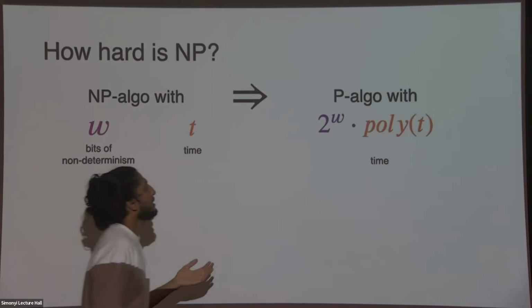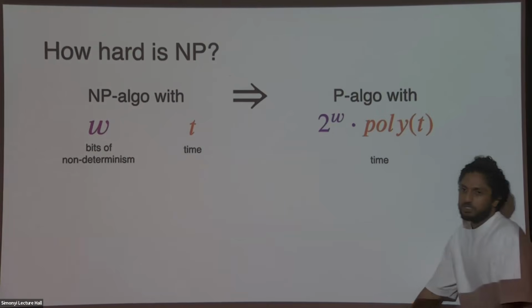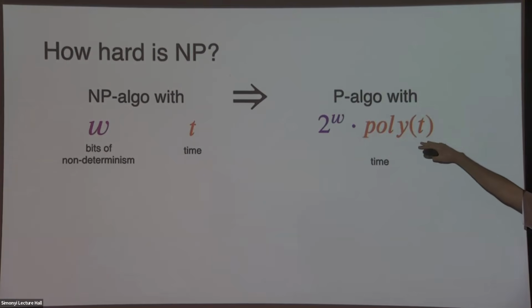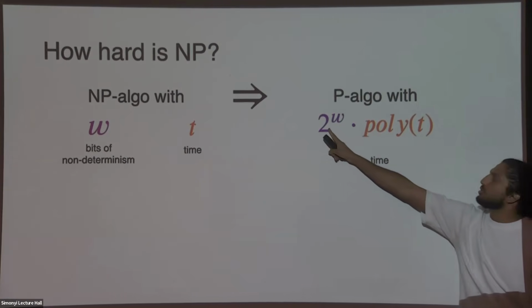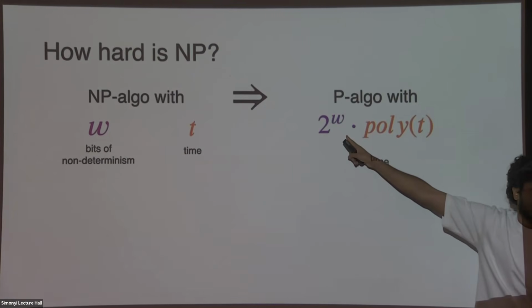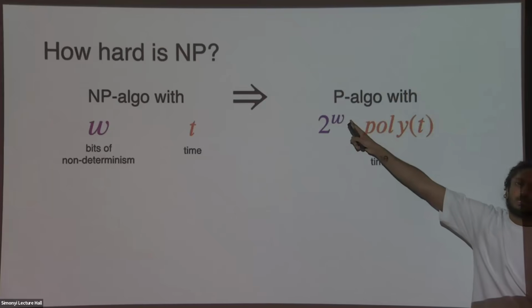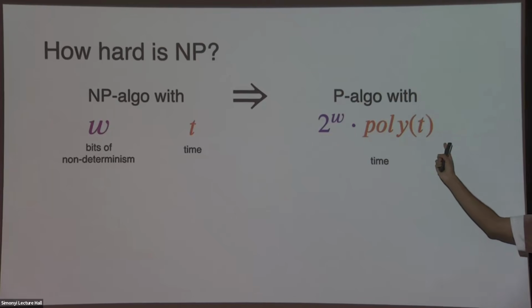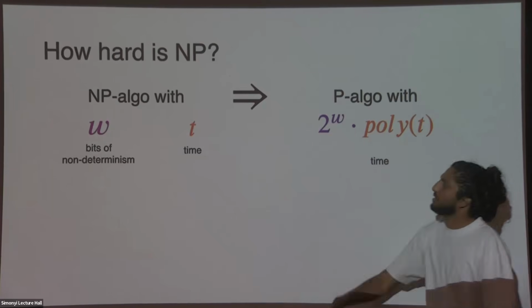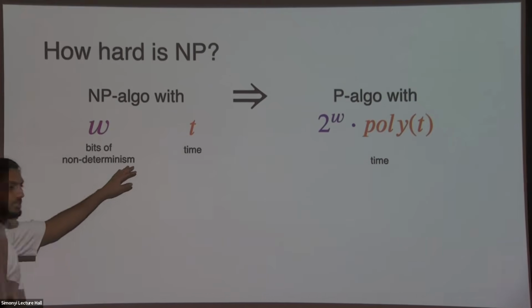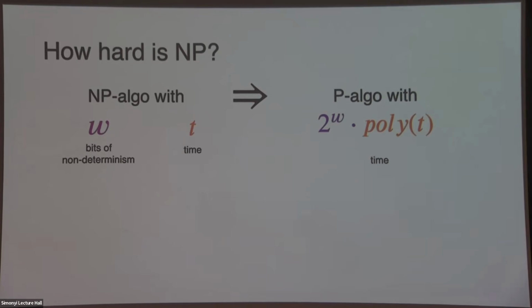You could ask, if I have a non-deterministic algorithm, what's the best deterministic algorithm I could get for that problem? Well, one thing you could do is brute force over all potential guesses. That'll cost you a 2 to the W, and then run in poly-T. And as far as I know, and as far as Ryan knows, this is the best we know how to do. If you have an NP problem, the best way to turn it into a deterministic one is this 2 to the W times poly-T. If you can improve upon this significantly, then you can get some breakthrough circuit lower bounds.